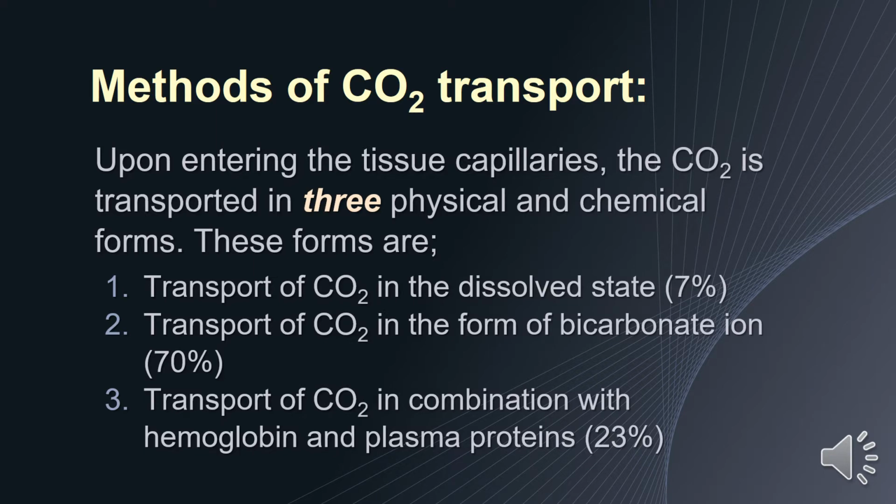Unlike the oxygen, which is transported mainly by the hemoglobin, the carbon dioxide is transported by 3 methods. The first method is the transport of carbon dioxide in the dissolved state. Please remember that the carbon dioxide is highly soluble in water, and much of the carbon dioxide leaving the tissues can dissolve simply in the plasma. This method accounts for not more than 7% of the transportation.